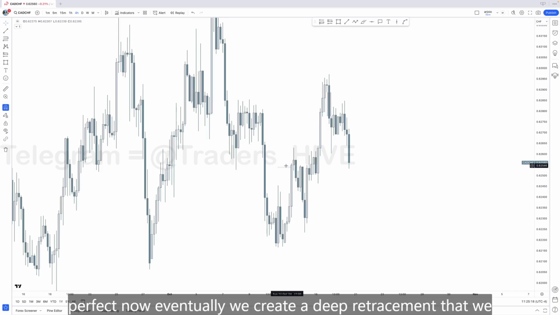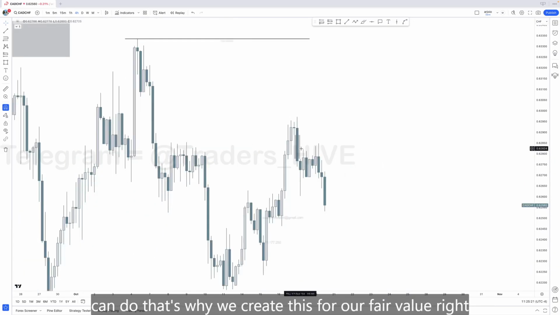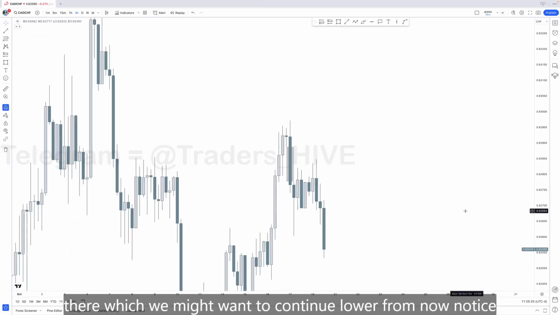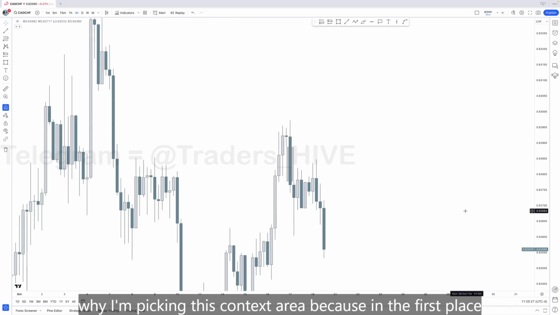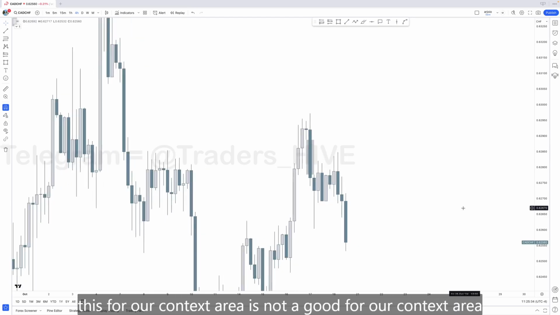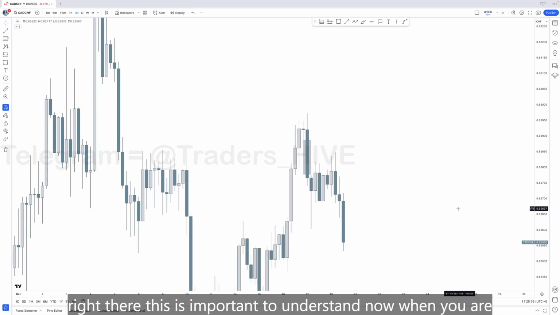Perfect. Now eventually we create a deep retracement. We create this 4-hour fair value gap right there, which we might want to continue lower from. Now notice why I'm picking this context area. Because in the first place, this 4-hour context area is not a good 4-hour context area right there. This is important to understand.